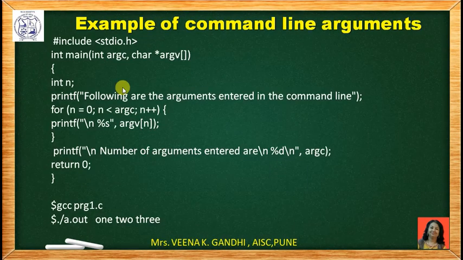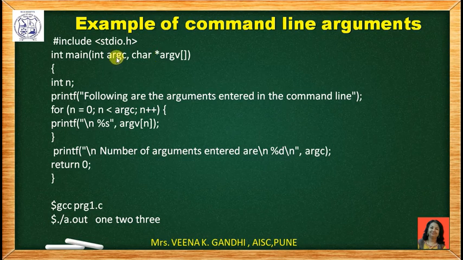Let us see a simple example of a command line argument. First include the header file stdio.h. Now in the main function we pass the two arguments. Till now we have not sent any argument to the main function, but in command line arguments we pass the arguments, or parameters, to the main function. First is int argc, the argument count, and then char star argv. Argv is an array of character pointers.